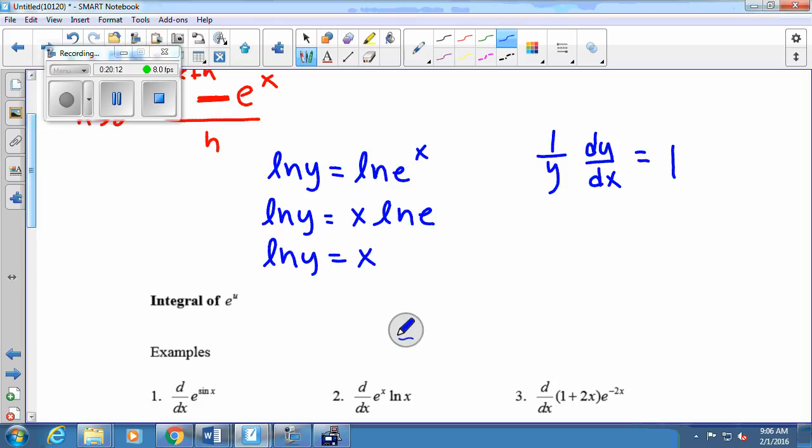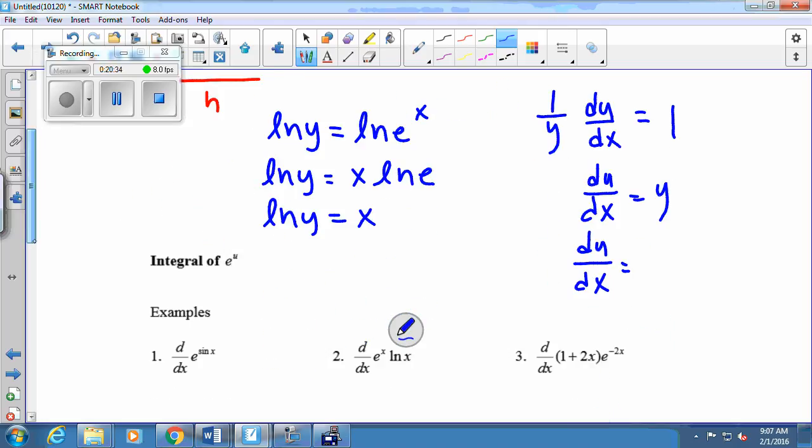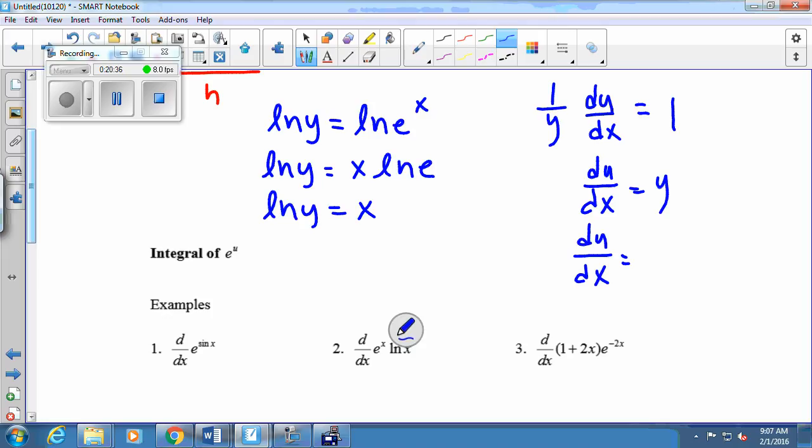Okay, so who am I trying to solve here for? Well, if dy over dx is equal to y, what is that? Who is dy over dx equal to? Who is y? Go to the very beginning of the problem. Oh, it's right here. So guess what? It equals itself. How awesome is that? So the derivative of e to the x is e to the x.